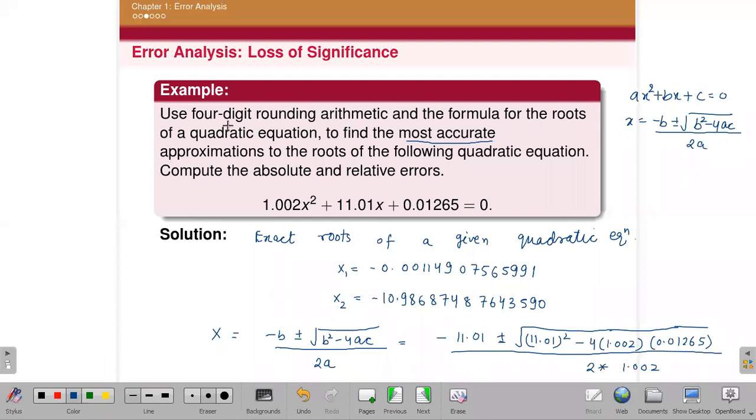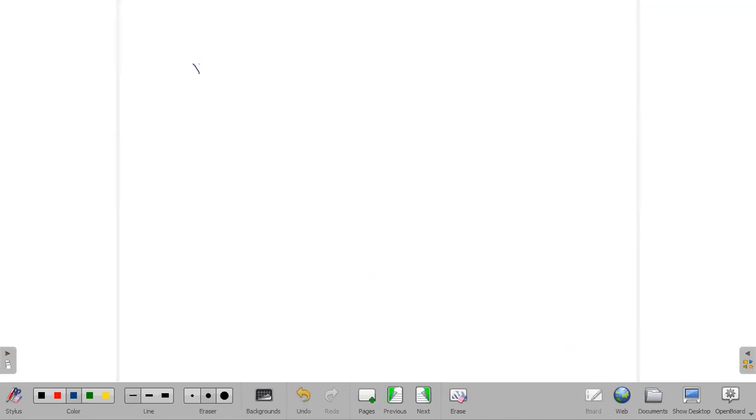So now you have to use 4-digit rounding arithmetic also. At each step you have to perform this. First of all, I will calculate the expression under the root. So 11.01 square, then take 4-digit rounding arithmetic. So x will be minus 11.01 plus minus.